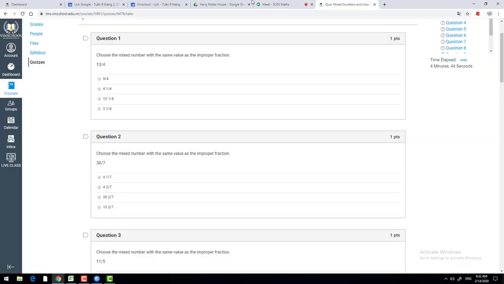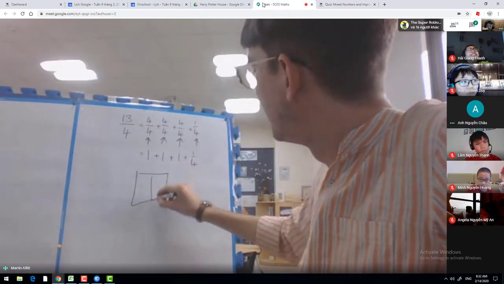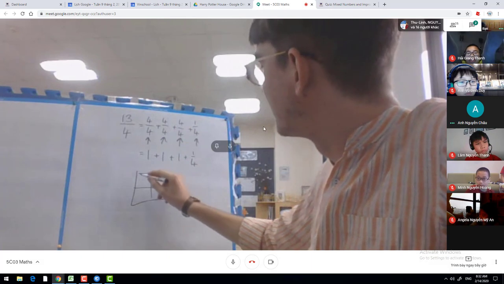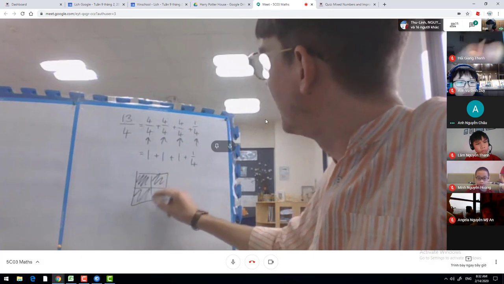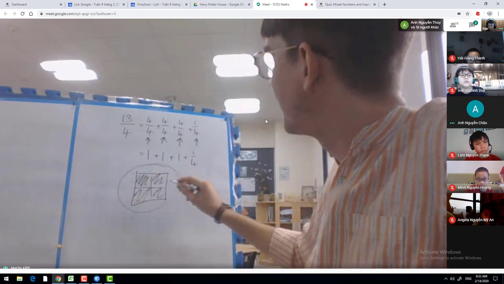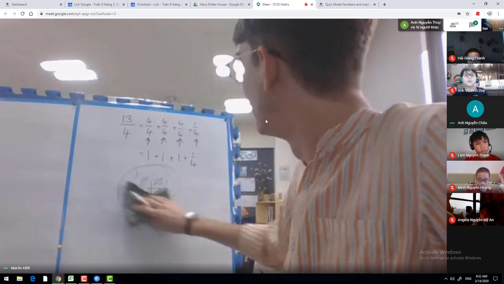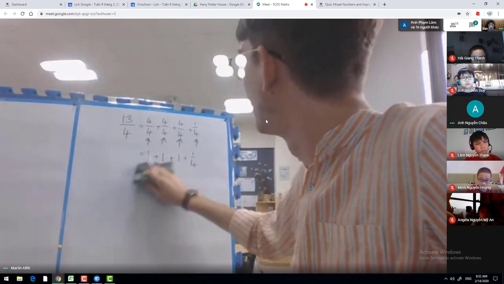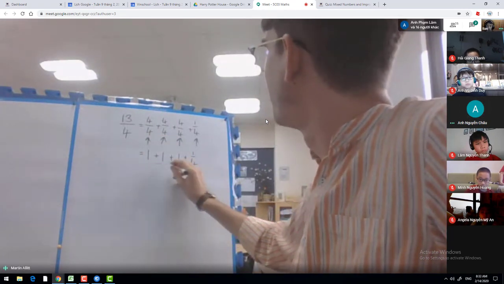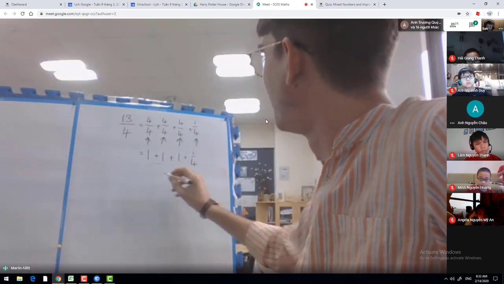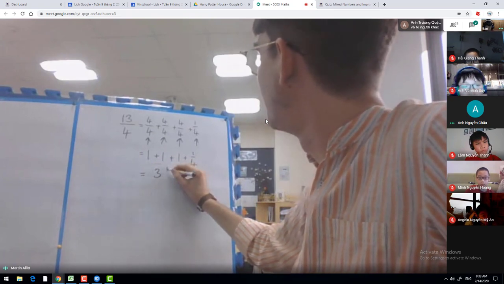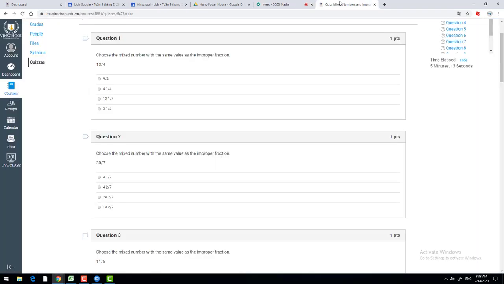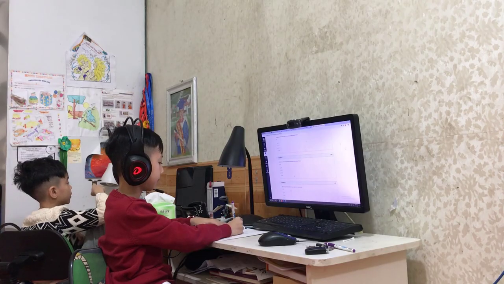Each of these 4 quarters, look, 1, 2. Here's something divided into quarters. 1, 2, 3, 4. 4 quarters, I have colored the whole thing. I have got 1. 4 quarters is equal to 1. So this is equal to 1 plus 1 plus 1 plus 1 quarter, and we need to make that into a mixed number. Well, when finished, we just need to add them together.